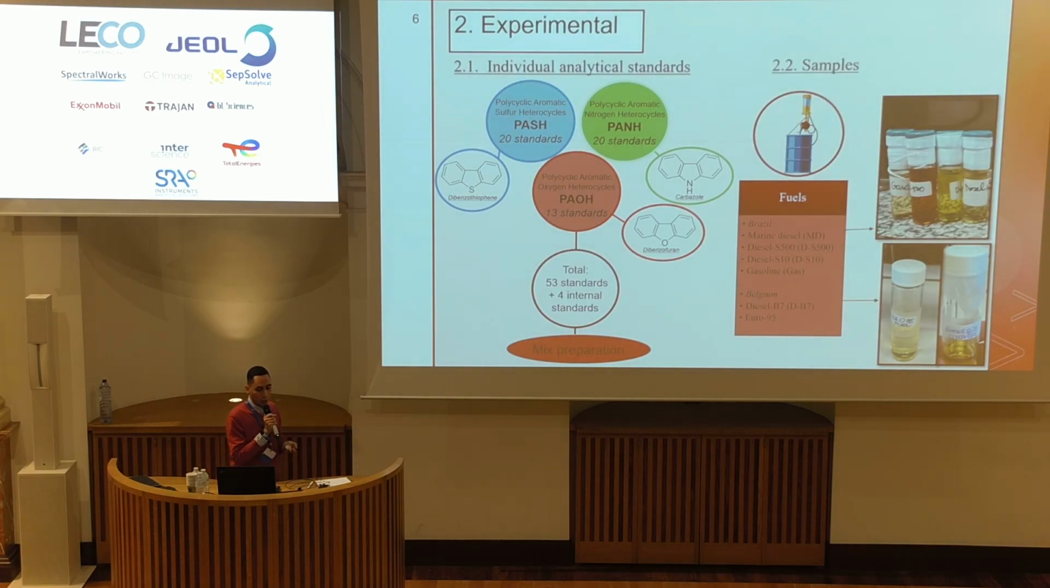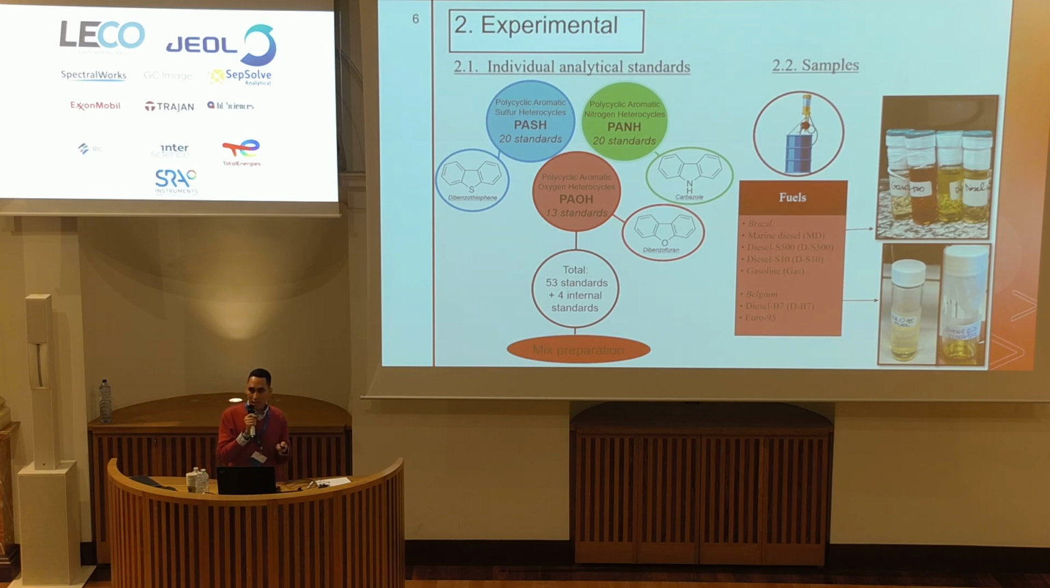Initiating the experimental part, the first step was the preparation of the individual analytical standards, and for that we had available 20 standards of each class, the sulfur and the nitrogen compounds, and for the oxygen aromatic compounds we had 13 standards. Here we have some representatives of each class, of each compound that we analyzed in this study. In total we had 53 standards, plus 4 internal standards, 1 or 2 of each class, and we did a mix.